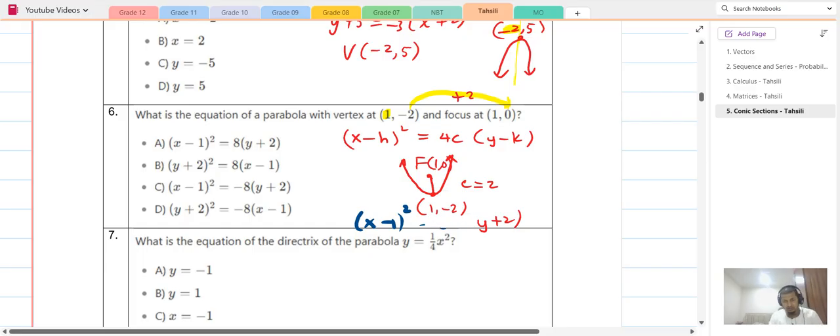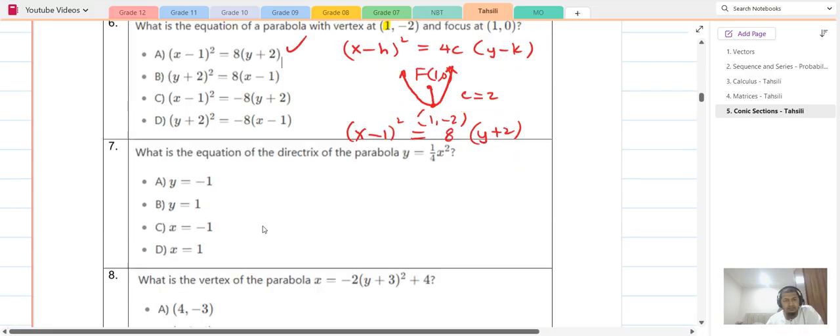Let's change this color here. So you got (x - 1)² is equal to, remember 4c is 8, times (y + 2). So that's your answer. Next one.